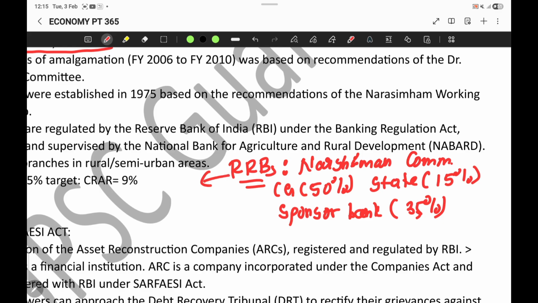RRBs are regulated by RBI, but they are supervised by NABARD. Okay, so UPSC asked: RRBs are supervised immediately by RBI. The statement is wrong. NABARD is the immediate supervisor, but overall, holistically, they are regulated under RBI.